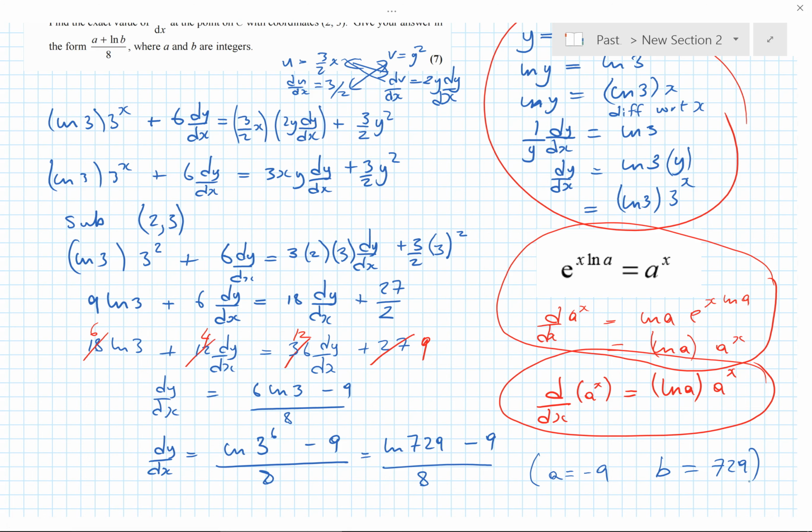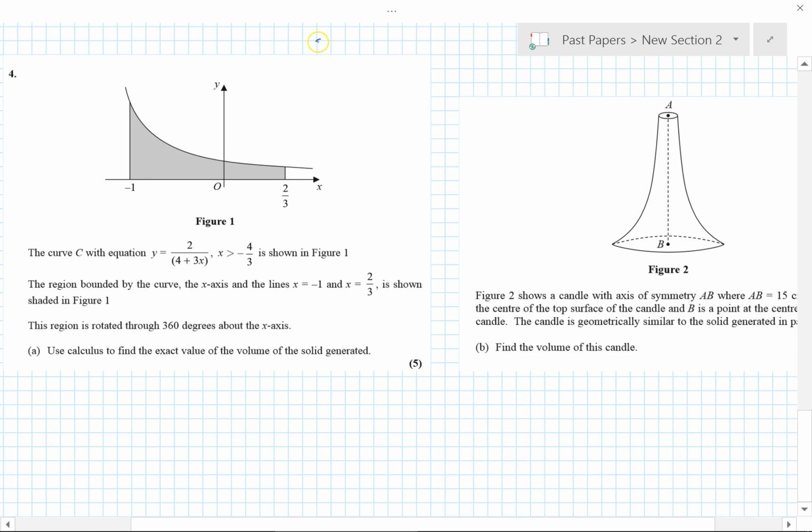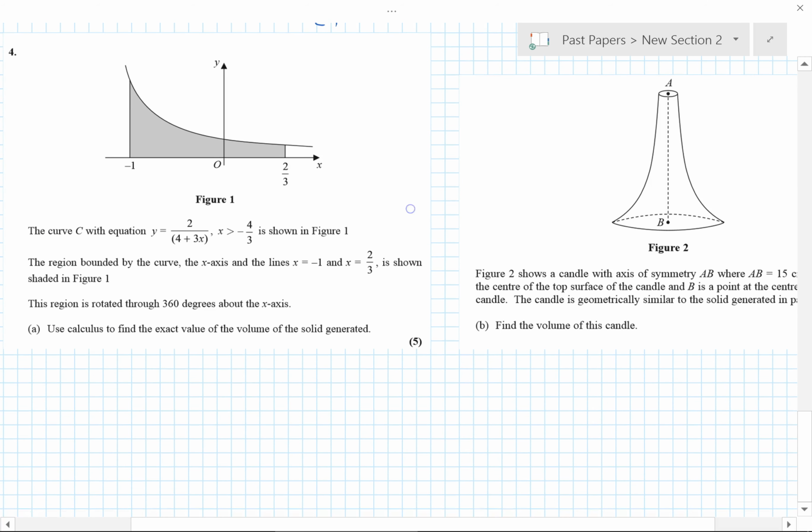Right, okay, I think we'll do one more on this video before we're done, because we're 23 minutes in and we've been through quite a bit. I might be waffling a bit too much. Okay, let's just do question 4. So this would be on a home paper C4 question. It's a pretty straightforward volumes of revolution question.